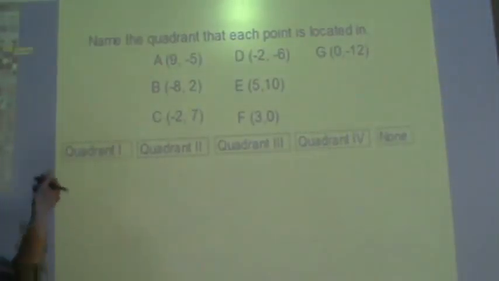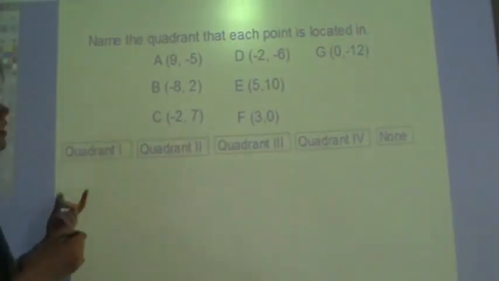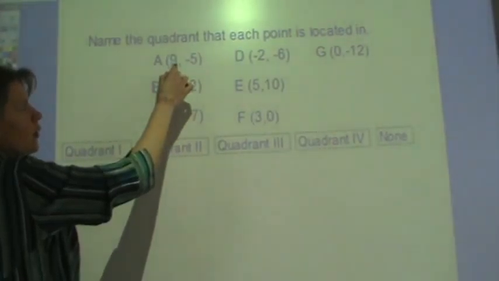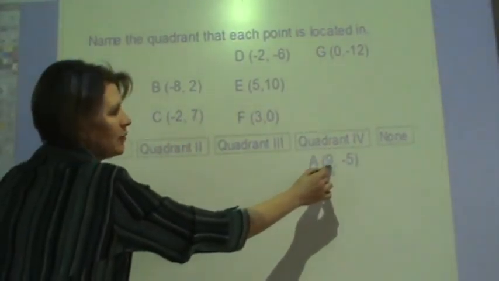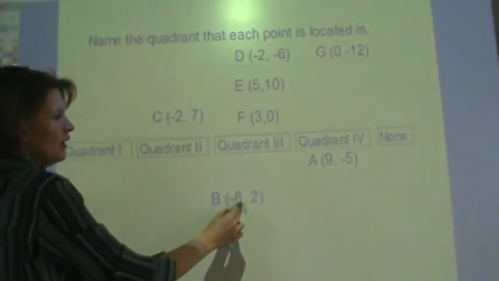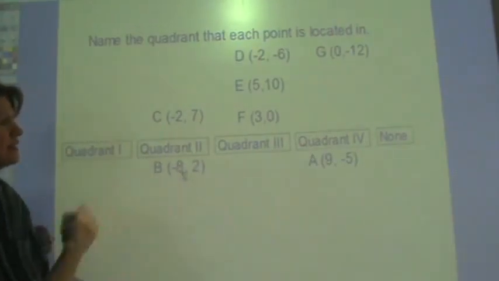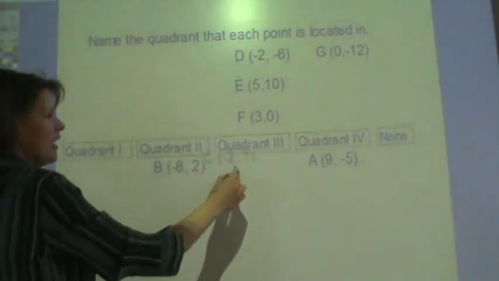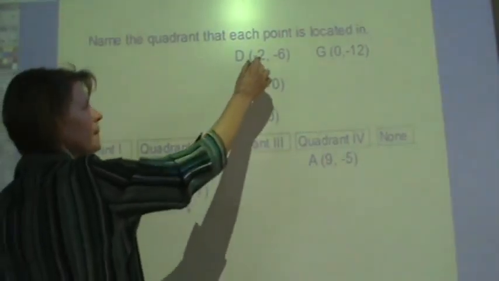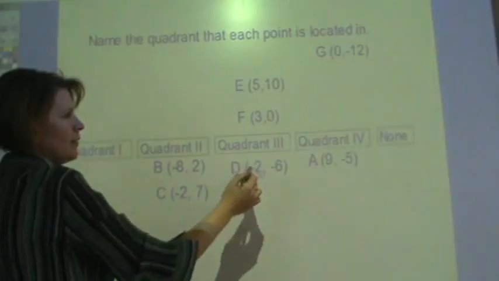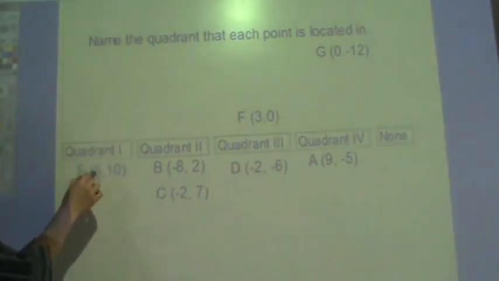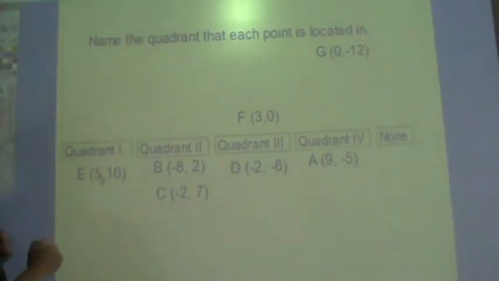Okay? So if we have to name the quadrant that each one is located in, we got to think, well, if it's positive, negative, I'm going to go to the right and down, so I would be in the fourth quadrant. If it's negative 8, 2, that means I'm going to go left and up, so that's the second quadrant. Here I've got negative and positive again, all right, so those are both quadrant 2. If I'm going to go left and down, I'm going to be in quadrant 3. If I'm going to go right and up, positive, positive, that's going to be quadrant 1.